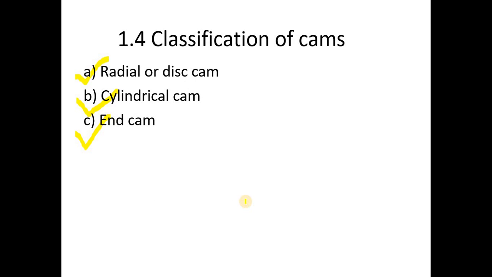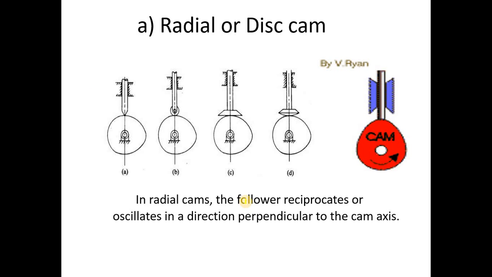We can see over here the classification of cams. Number 1, radial or disc cam. You can see over here, in radial cams the follower reciprocates or oscillates in a direction perpendicular to the axis of the cam.